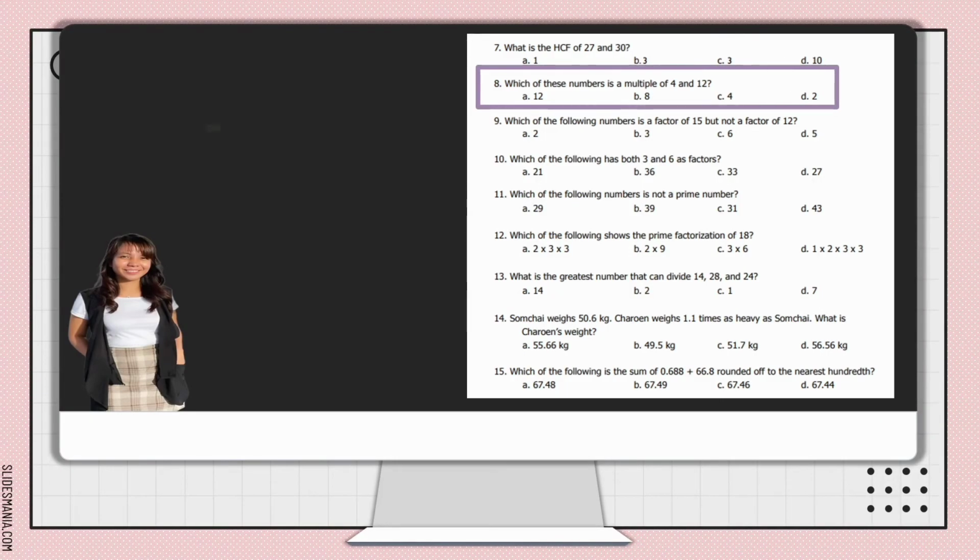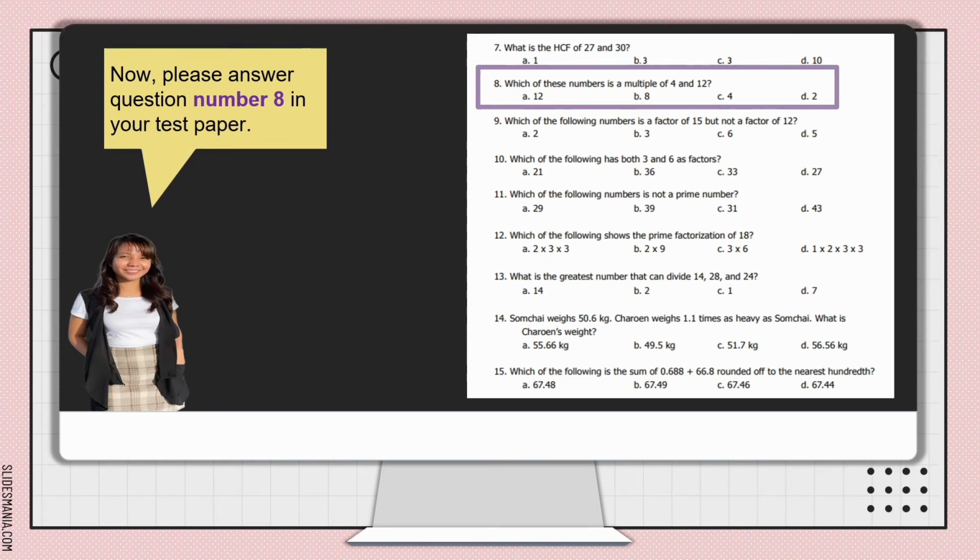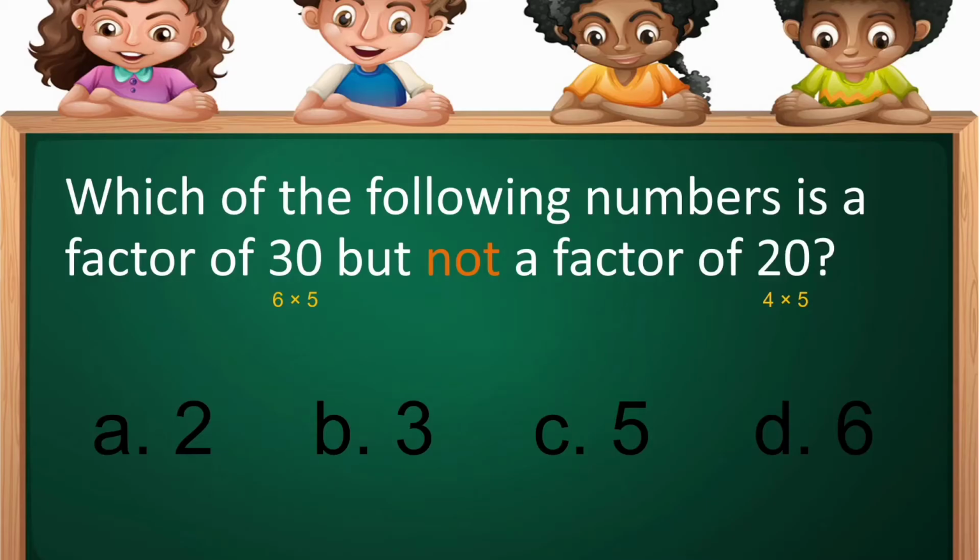So now, please answer question number 8 in your test paper. Which of these numbers is a multiple of 4 and 12? If you need more time, you can just pause this video and take your time to answer. Okay, now let's proceed. Which of the following numbers is a factor of 30 but not a factor of 20?